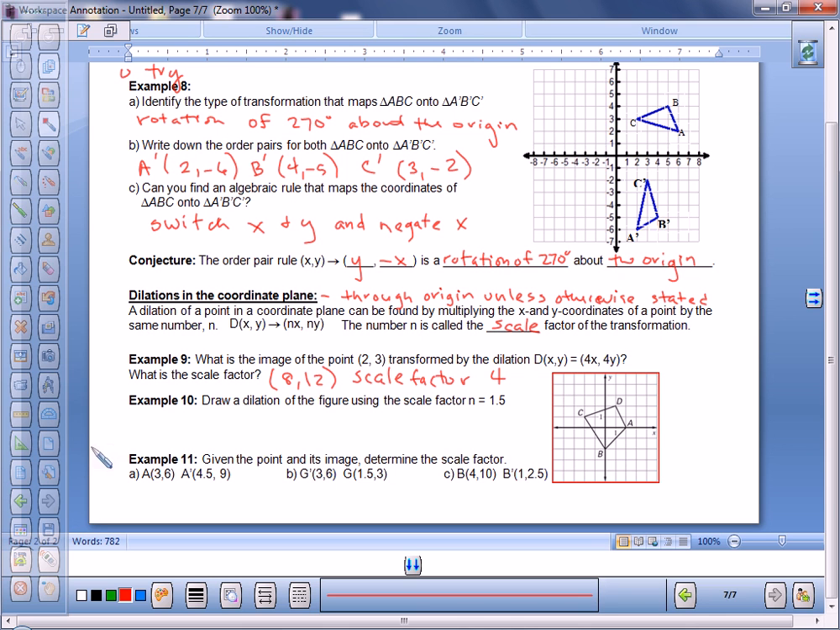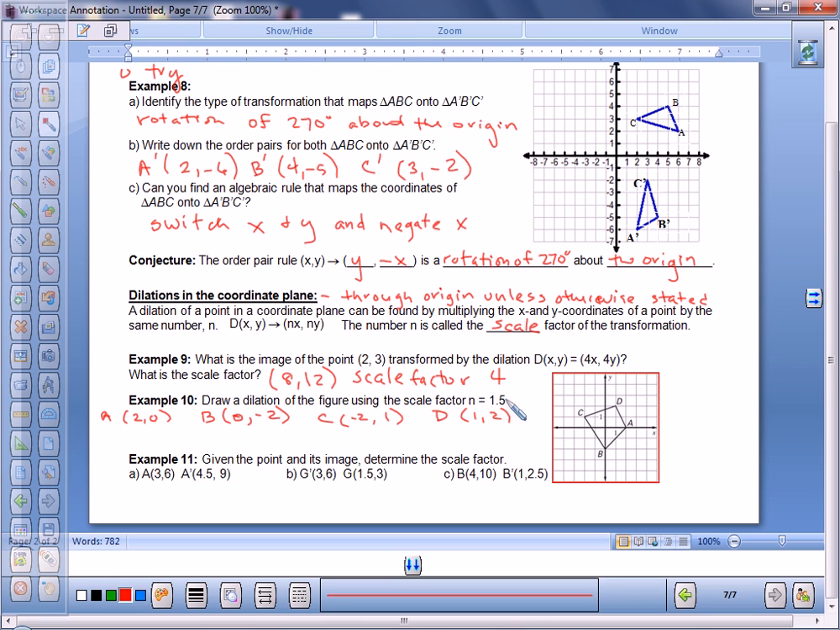All right, we have a new picture for this dilation, and they asked us to use a scale factor of 1.5. So first, let's look at all of our coordinates. A is 2, 0. B is 0, negative 2. C is the point negative 2, 1. And D is the point 1, 2. Now, with a scale factor of 1.5, what we have to do is go back and multiply each x and each y by 1.5.